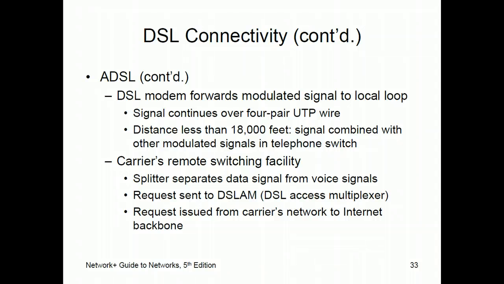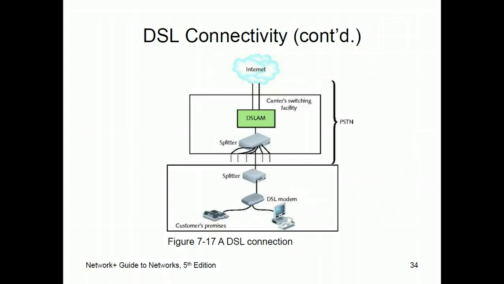Carrier's remote switching facility. The splitter separates the data signal from the voice. The request is made from a DSL multiplexer, and it's issued from the carrier's network to the internet backbone to do all the switching. So you basically got that splitter there in the middle. Underneath the internet, you've got the splitter. From the splitter is where it's split in from the PSTN, from the provider, in a drop box location somewhere in that area, somewhere in that region.